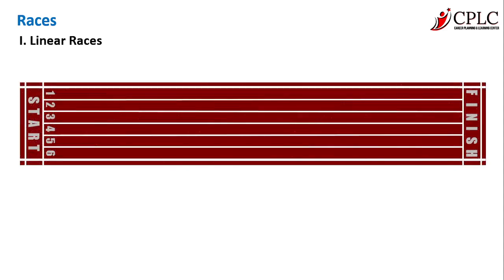So for example, they might say A beats B by 10 seconds. So same story. A has beaten B. So A is at the finish line. That means A has completed the race. And B is 10 seconds away from the finish line.